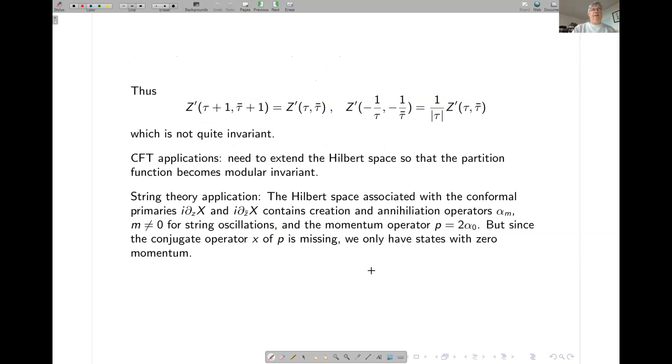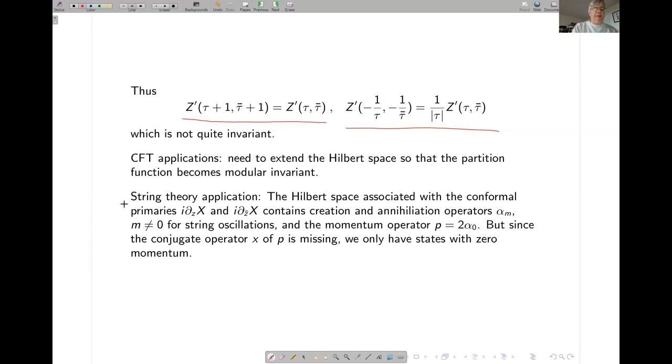And if we put this in, then, as we have already seen, under tau goes to tau plus 1 the partition function is invariant. But for the S transformation, the partition function is not quite invariant. We have some factor of modulus tau sticking out. Now, what this means is that something is missing to make this into a modular invariant theory. And whenever a symmetry works almost but not quite, then we have forgotten something. So we should be able to add in some degree of freedom in order to make it modular invariant.